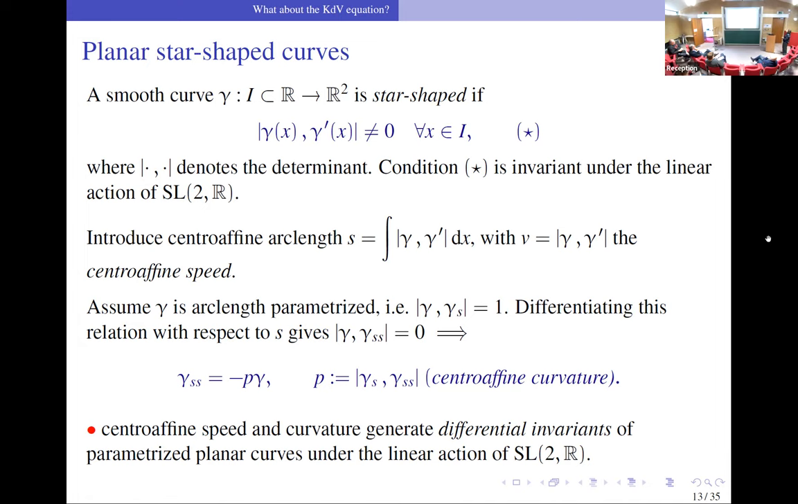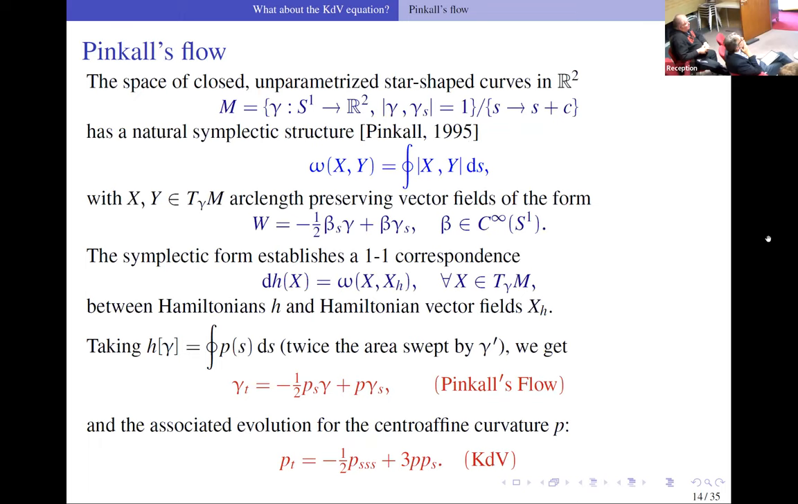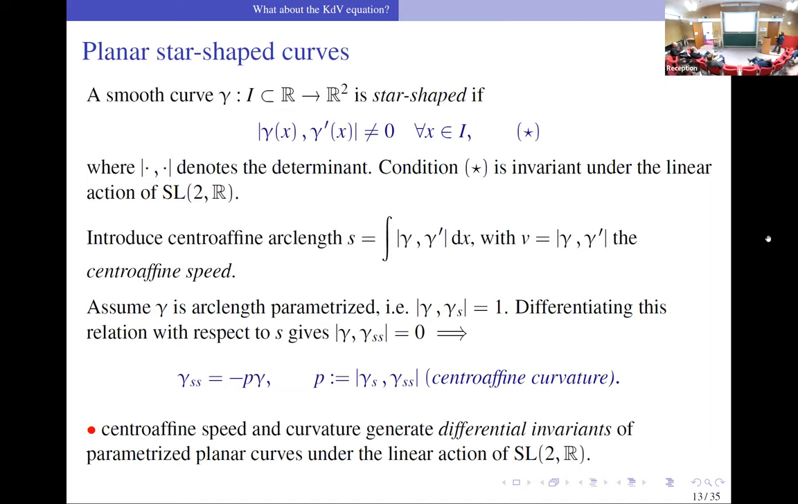So first, let me start with the definition. You have a smooth curve. Now we are in the plane. And I'm going to consider smooth curves for which this condition holds. This is the determinant of a matrix whose first column is gamma, the second column is gamma prime. And I call a curve star-shaped if this determinant is never zero. So gamma and its velocity vector are never parallel.